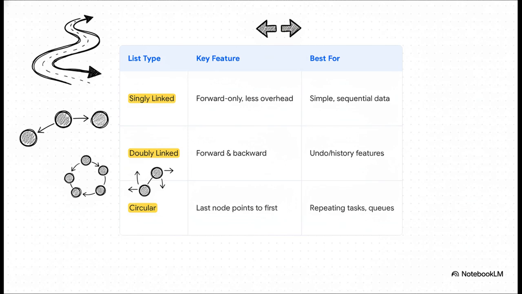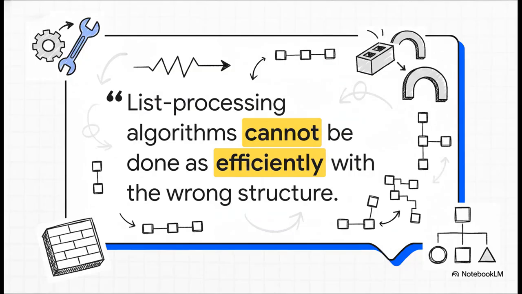Now, if you need to go back and forth and you need to insert or delete things really fast, like with an undo feature or browser navigation, the doubly linked list is, without a doubt, the way to go. And finally, if you need a process to loop forever, like that repeating playlist or round-robin game, the circular list was literally designed for that job. You know, when it comes right down to it, this is all about a fundamental principle of engineering and, well, of life, really. There's almost never one single best solution for everything.